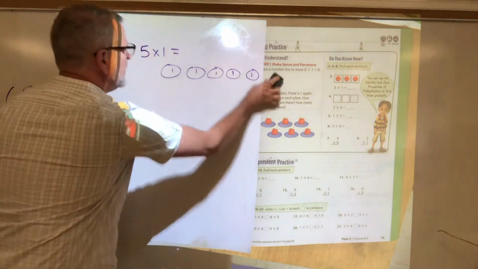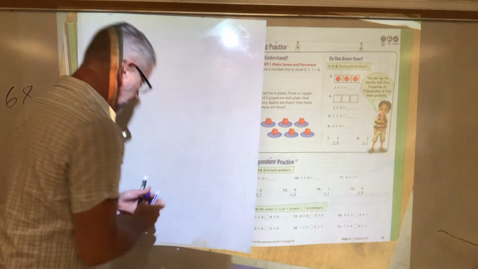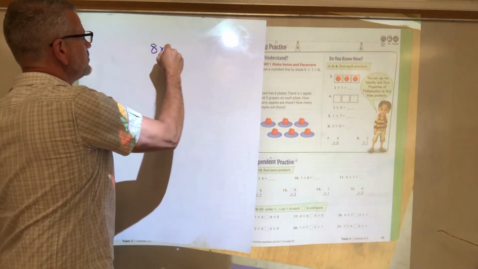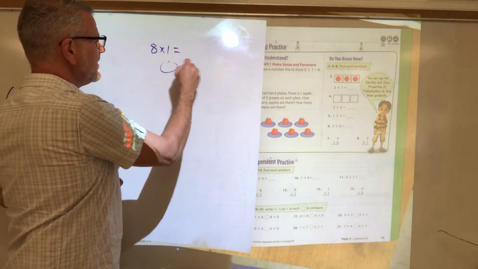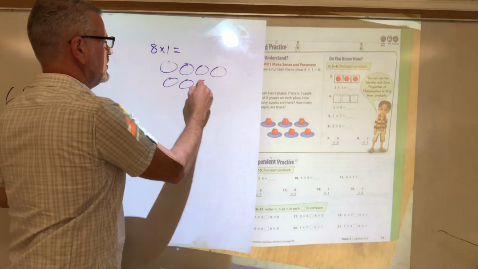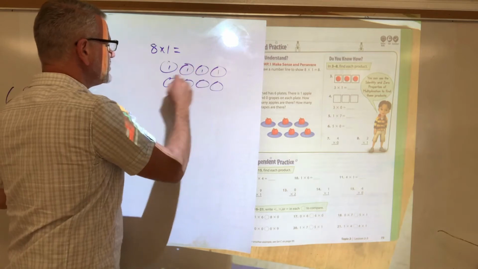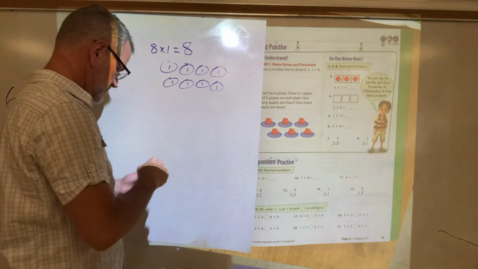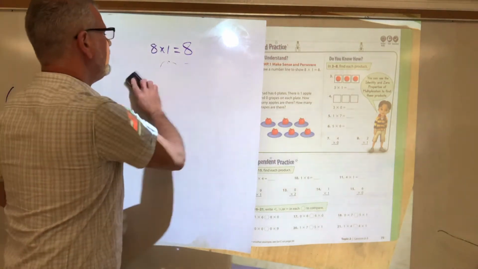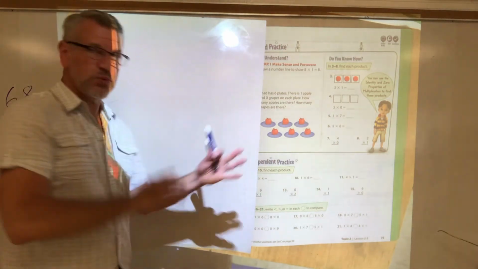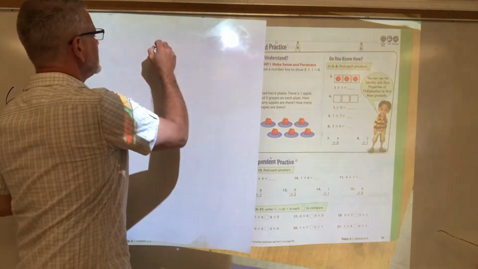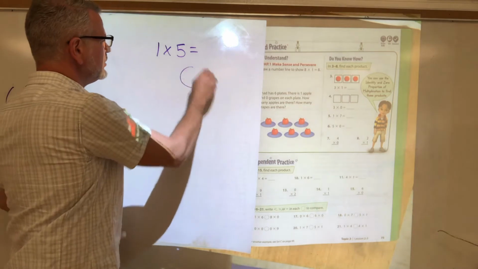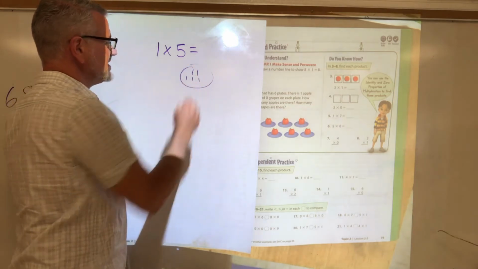Okay? Let's say our problem is, let's do 8 times 1. Well, again, you have 8 groups, and you have 1 in each group, which is just 8. Okay? Let's flip it around. Commutative property. Now we're going to say we got 1 group of 5. Well, that means there's 1 group, and there's 5 things in it.